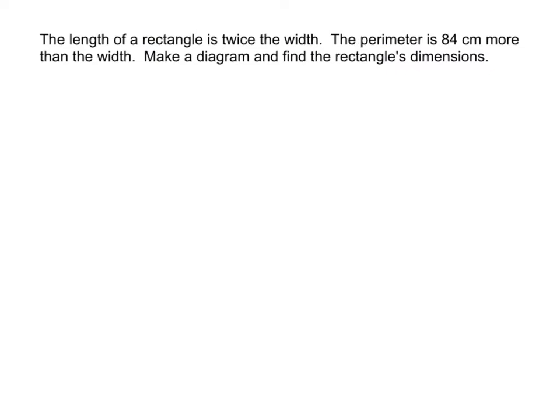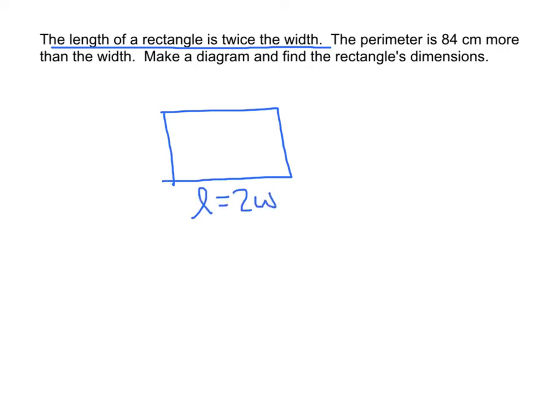So here we have another one that involves, again, sketching or making a diagram so that you can visualize the problem. And it says the length of a rectangle is twice the width. So we have a rectangle. The length is twice the width. So this is the width. The perimeter is 84 centimeters more than the width. Make a diagram, find the dimensions.